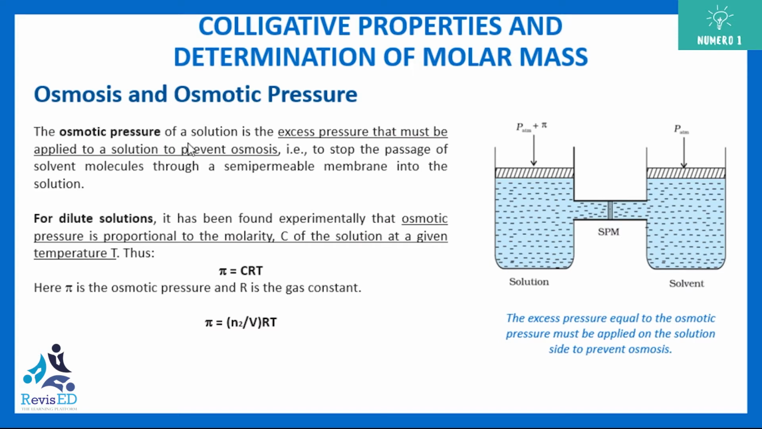So osmotic pressure of a solution is the excess pressure that must be applied to the solution to prevent osmosis. Basically if you apply this pi amount of pressure from here, the movement stops, and that pi is your osmotic pressure. So for dilute solutions, pi equals CRT, where C is the molarity, R is the gas constant, and T is the temperature. You can express C, that is molarity, as n2 by V, where n2 is the number of moles of your solute, and V is the volume. Please make a note of this.